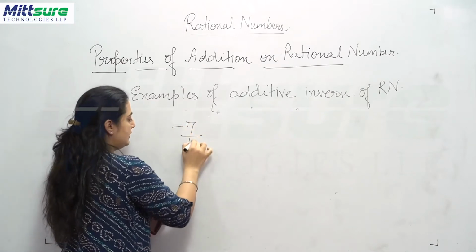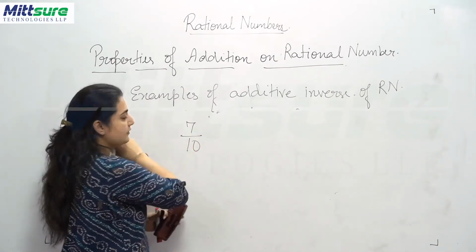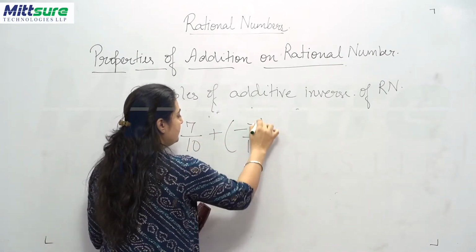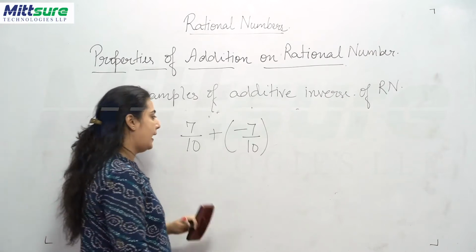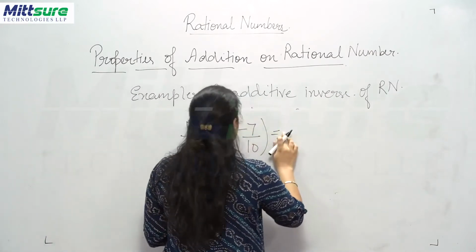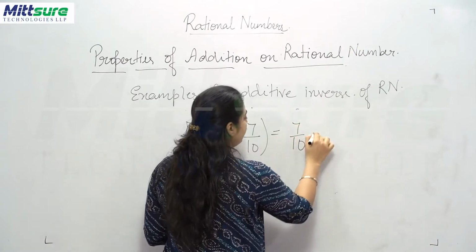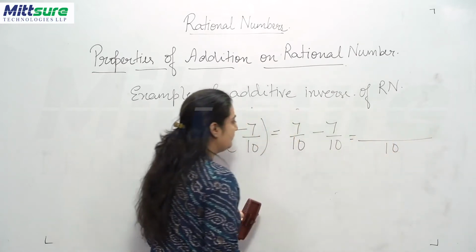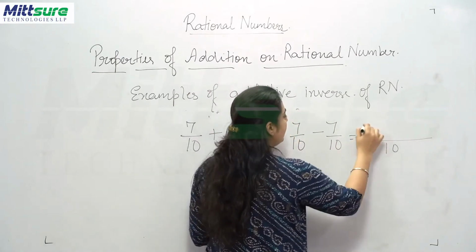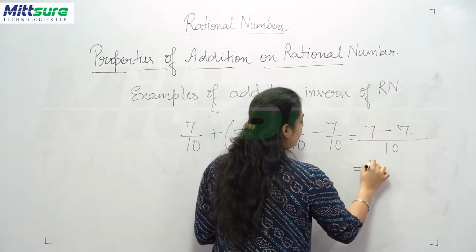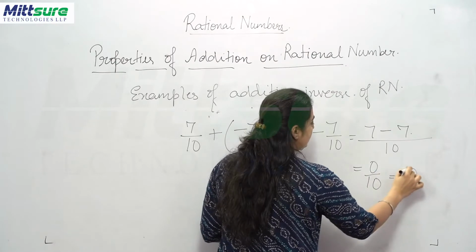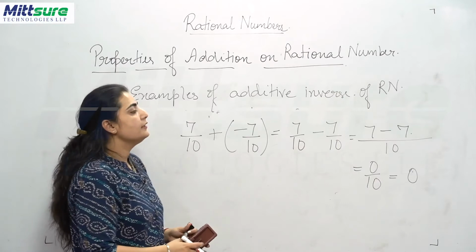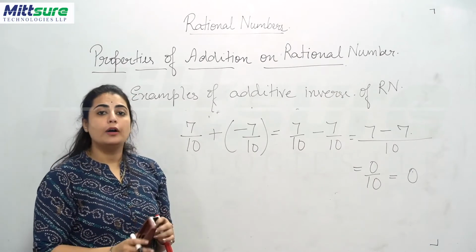Minus 7 upon 10, or let's take positive 7 upon 10. The additive inverse is minus 7 upon 10. When the two of them are added, first of all the sign is changed, 7 upon 10 minus 7 upon 10. Taking the common LCM 10 or the common denominator 10, 7 minus 7 gives you 0 upon 10, which certainly results into 0. So this is the property of additive inverse of rational numbers on additions.